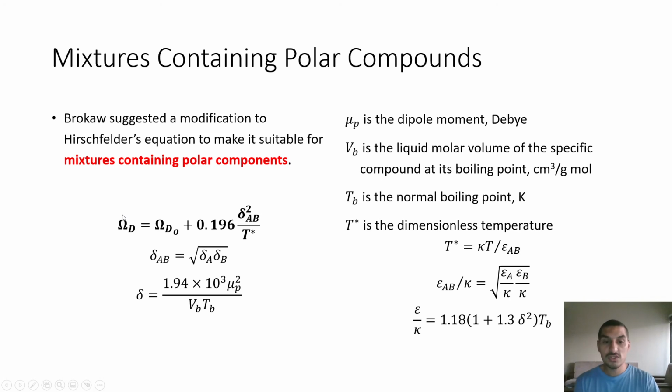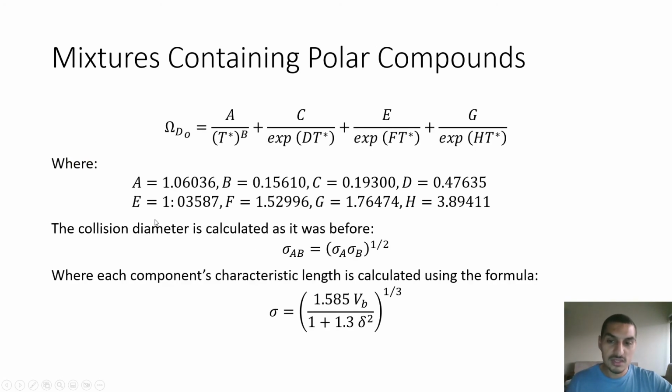Previously in Hirschfelder's equation, we got the omega D from the dimensionless temperature from the chart or from the table, but here you would use this equation, which is a function of delta, which we have already by the way. This is delta for A or delta for B, and then you calculate delta AB from the geometric mean, which is the square root of the multiplication of delta A and delta B. And from delta AB you can calculate this term, which is used to calculate the omega D. And to get omega D, you have to calculate omega D node, and this omega D node is another parameter that you calculate from this very complex equation.